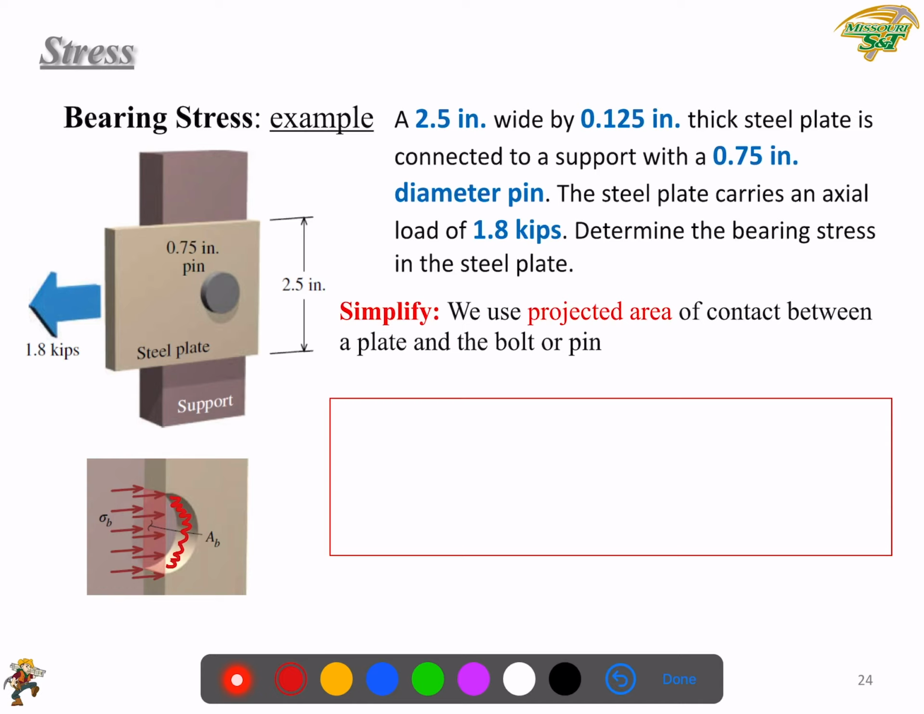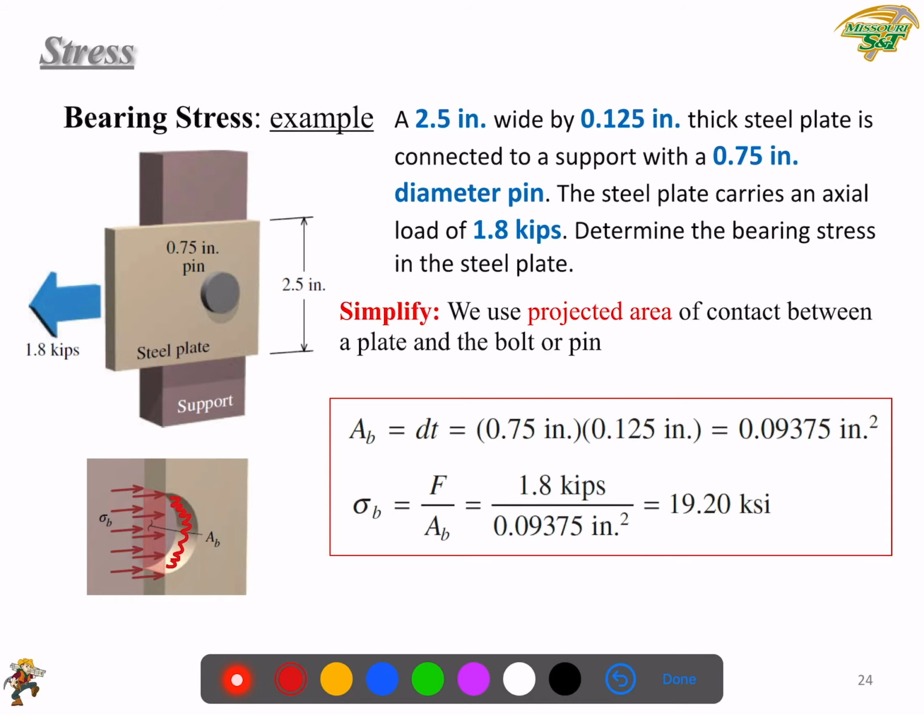In this image, it is the red colored rectangle, and its size will be, no, it's not 2.5. It will be the diameter of the pin, 0.75, times the thickness of the steel plate, that is 0.125 inch. So we just determine the area first, D times T, that is 0.75 times 0.125. And then you use the F over A_B to get the bearing stress at this interface.